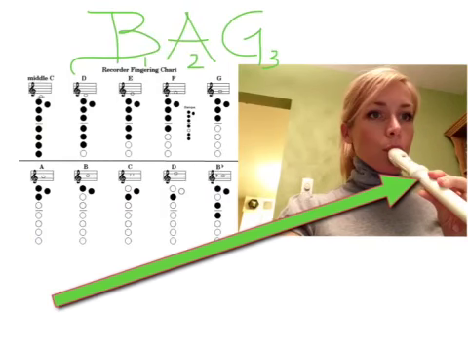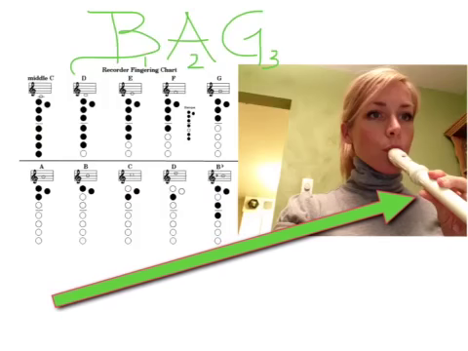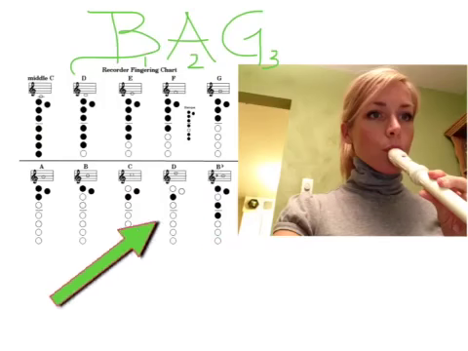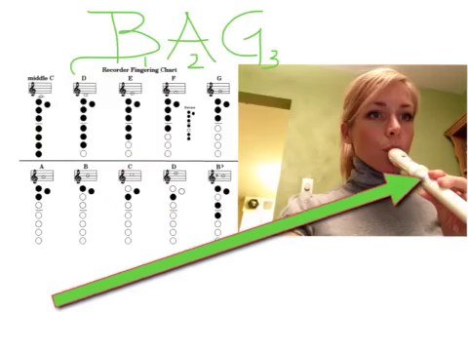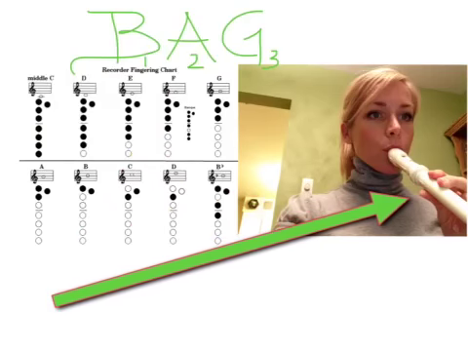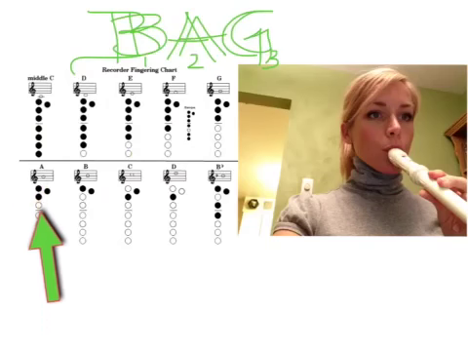You can see that I have 2 fingers down on the front of my recorder plus the thumb. But I don't count the thumb when I'm saying A2. I just mean there are 2 fingers on the top plus the thumb. And here's the fingering again. You can see that it's got 2 black holes covered on the front plus the thumb.